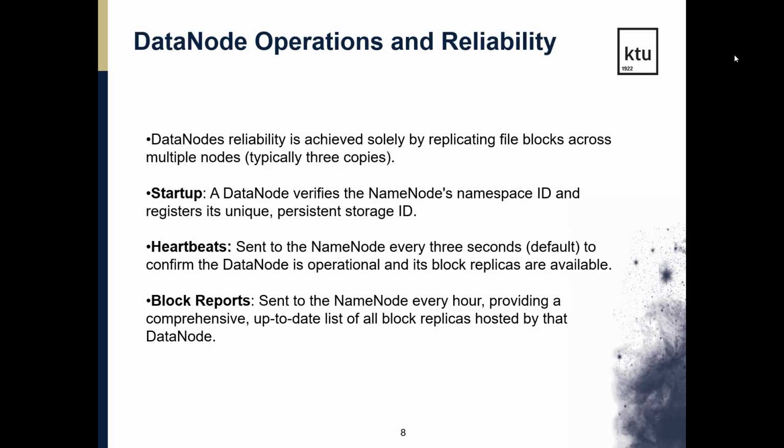Now, DataNode operations and reliability. DataNode reliability is achieved solely by replicating file blocks across multiple nodes, 3 copies, as I said before. Because we are using a distributed file system, in order to have fault tolerance, we are splitting the data into 3 copies so that even if one node fails, we can access it using another.